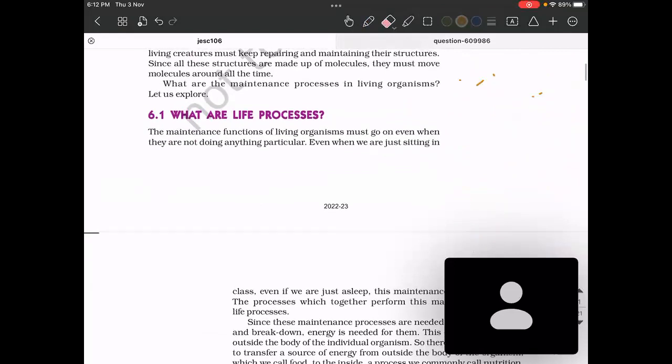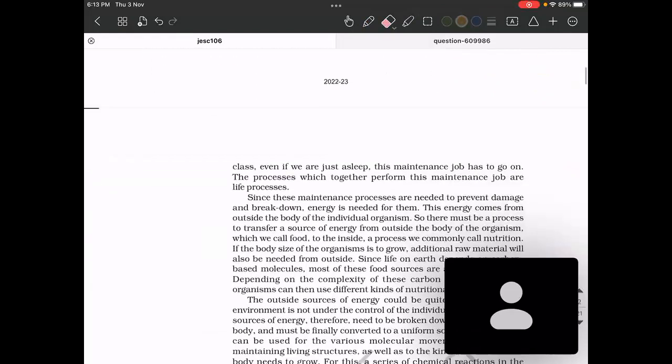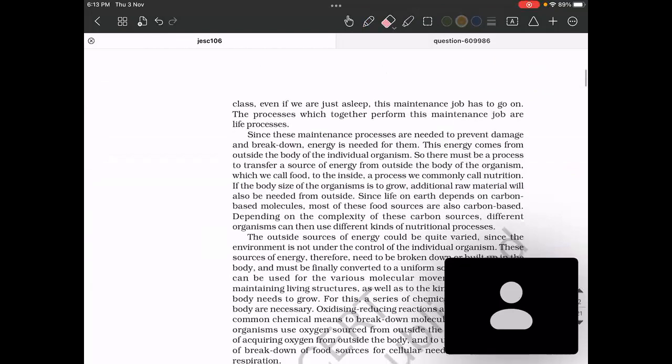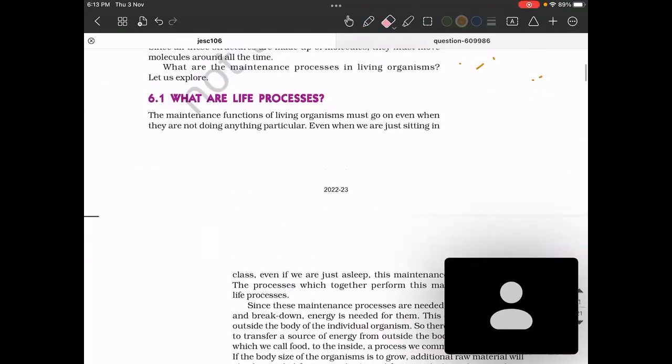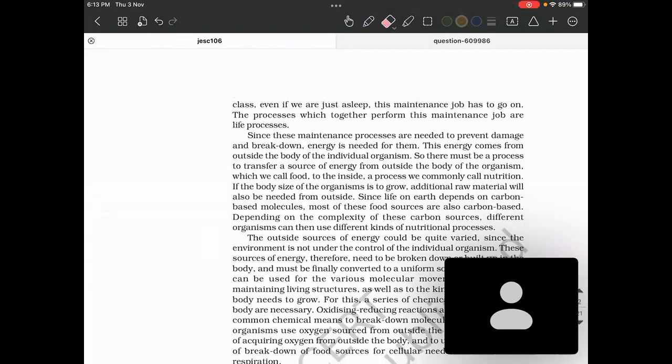Now, as you all know, what are the important processes, at least in this chapter? Nutrition, respiration, excretion, digestion, transportation. Okay, very good.